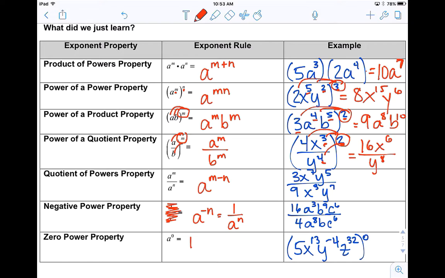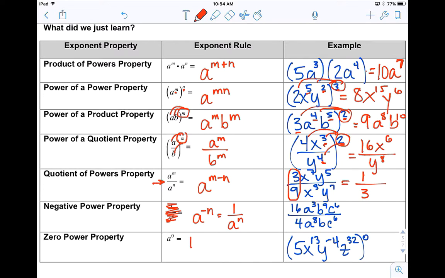Alright, next one, quotient of powers. So this time we're dividing our two terms. That's what our fraction bar right there tells us, dividing. When we divide our two terms, we're going to subtract those exponents, m minus n. Okay, so we'll reduce any coefficients, divide those, and then subtract our exponents. So for our example, we have 3x to the 7th, y to the 5th power, divided by 9x to the 3rd power, y to the 7th power. So we're going to start by reducing our coefficients. So 3 divided by 9 leaves us with 1/3, so we have 1 over 3.